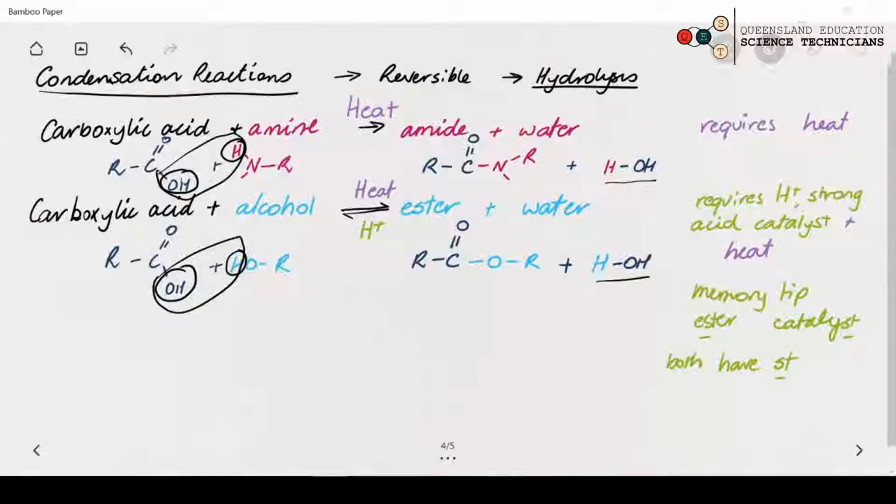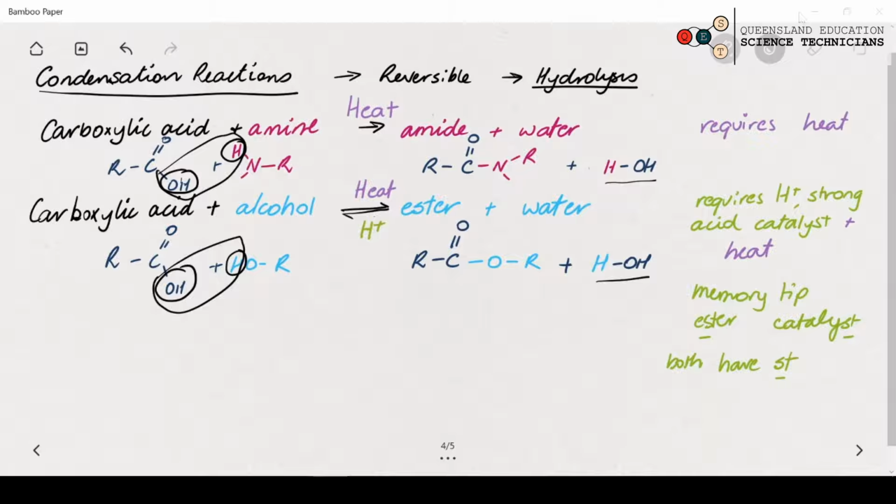So we'll have our R with our carbonyl group, and we'll have the rest of our amine bonding then to that carbon. As with the alcohol, the remainder of the oxygen from the hydroxyl group will bond to the carbon. In both cases, we have the water produced.